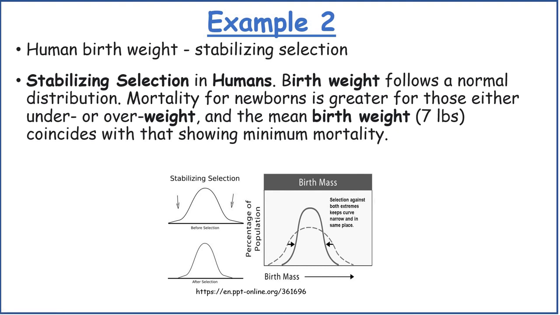So the average birth weight is selected for because 7 pounds is the weight where there's least likely to be a mortality. So the middle range birth weight is selected for.